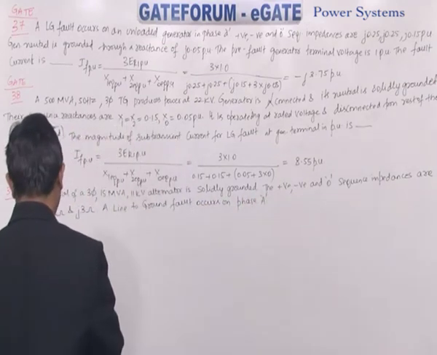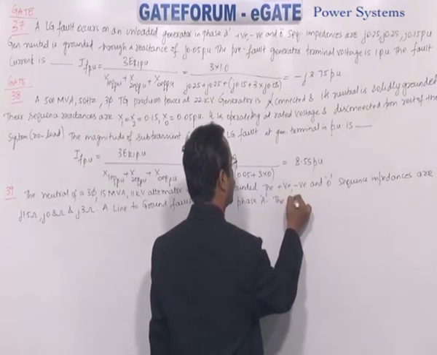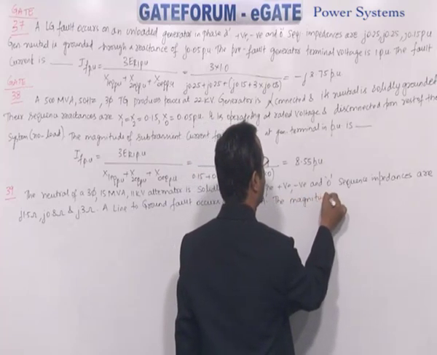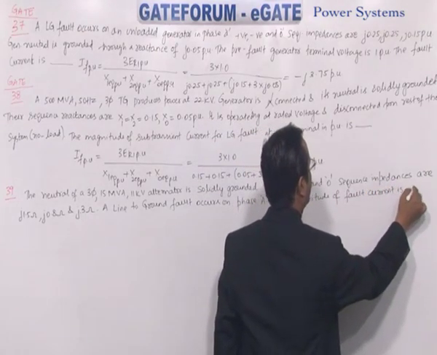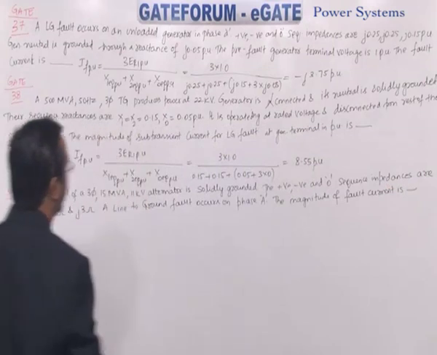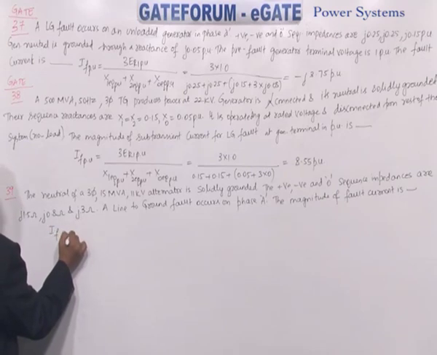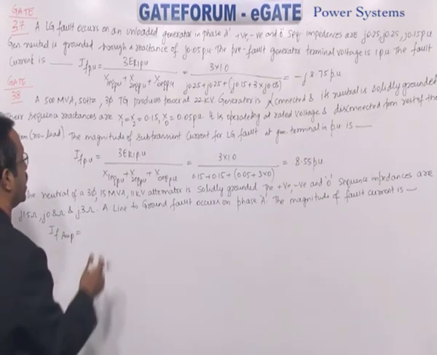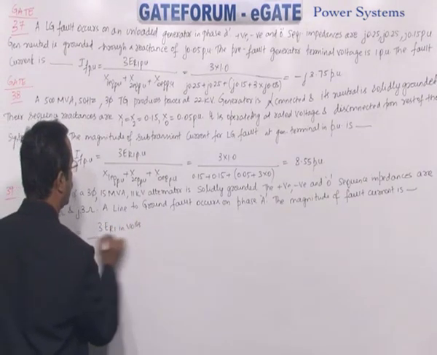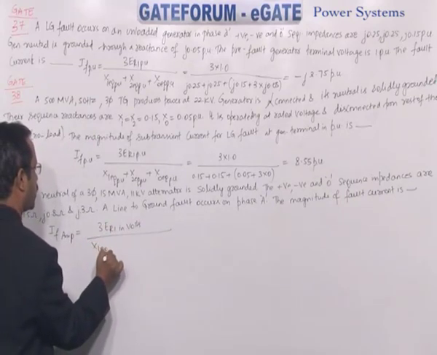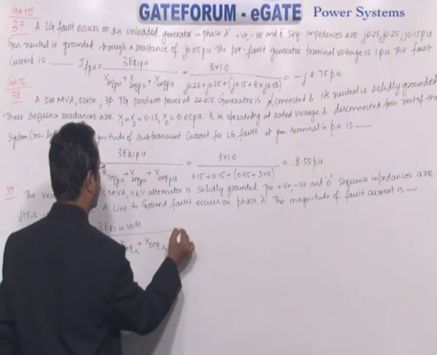Now for this we have to calculate the magnitude of fault current. How do you calculate the magnitude of fault current? Fault current in amperes, because everything is in ohms, is 3 ER1 expressed in volts, divided by the total denominator X1 equivalent, X2 equivalent, X0 equivalent in ohms.